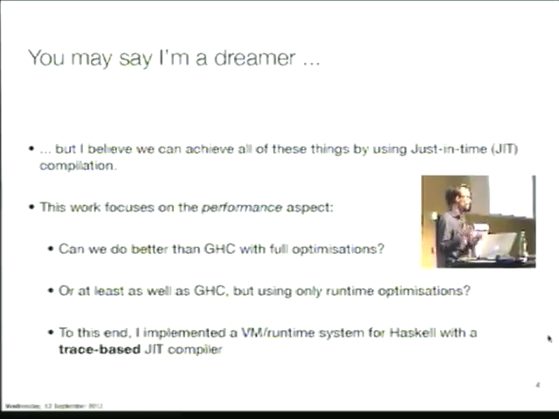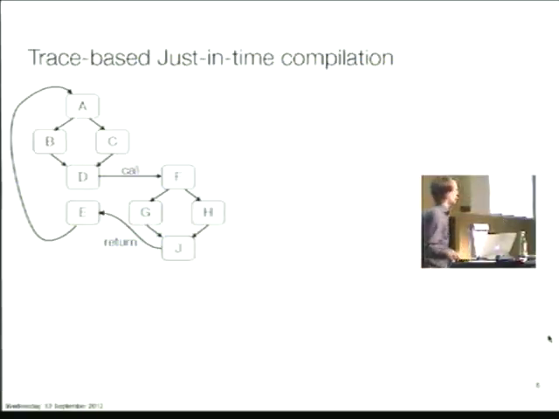So of course what I did is I implemented a just-in-time compiler for Haskell, or a prototype. It's an ongoing process, and I chose to use a trace-based just-in-time compiler. So what does trace-based mean? You have your program with a very simple control flow graph, which eventually calls another function, and then it returns, and then it goes back through the loop.